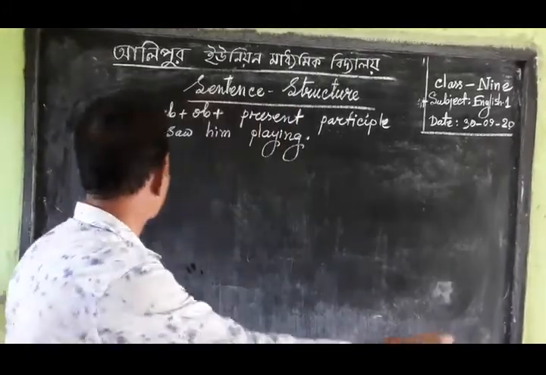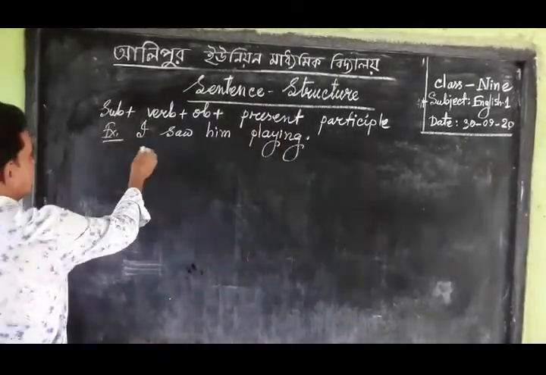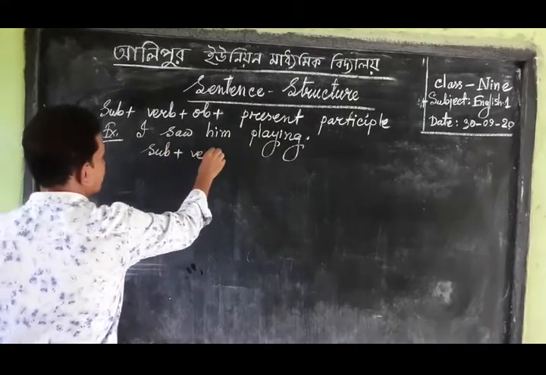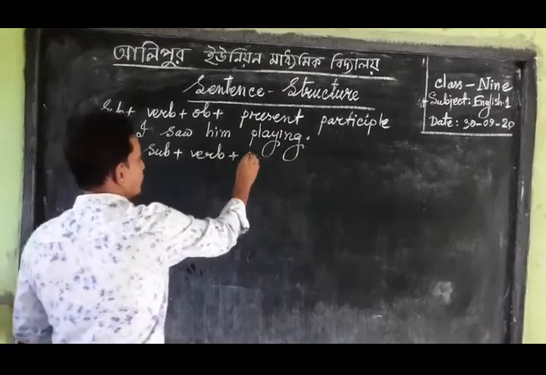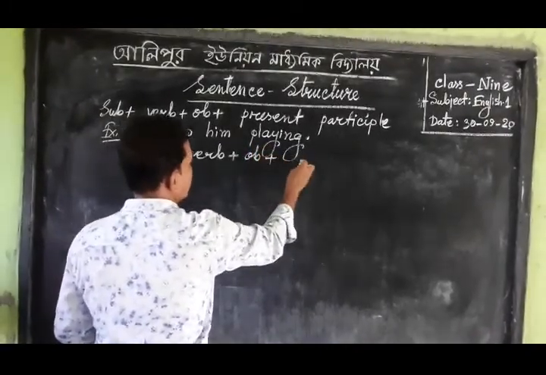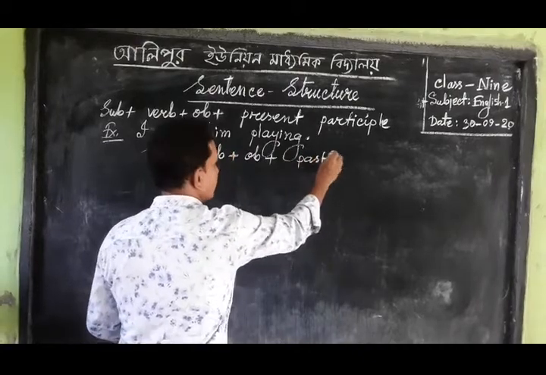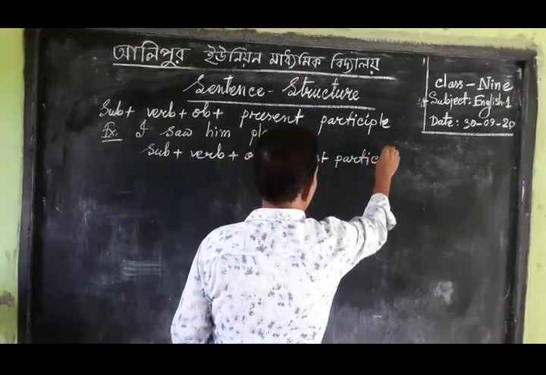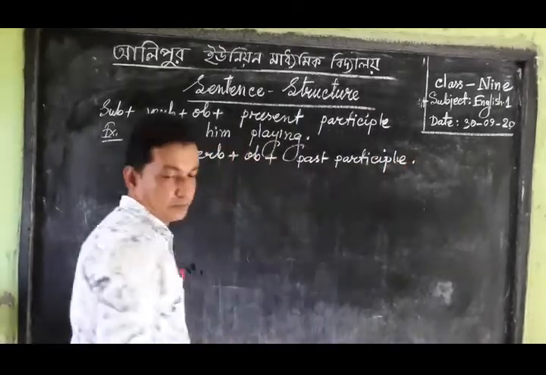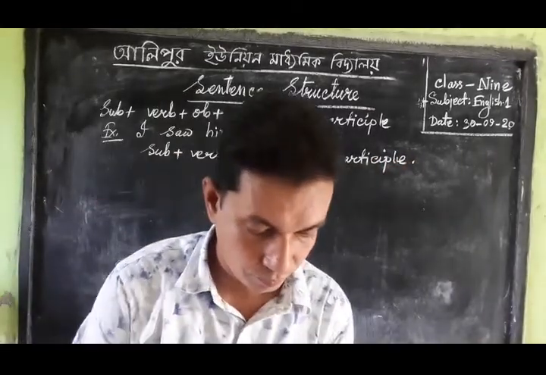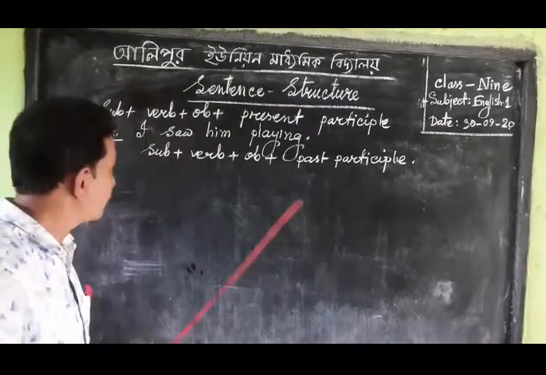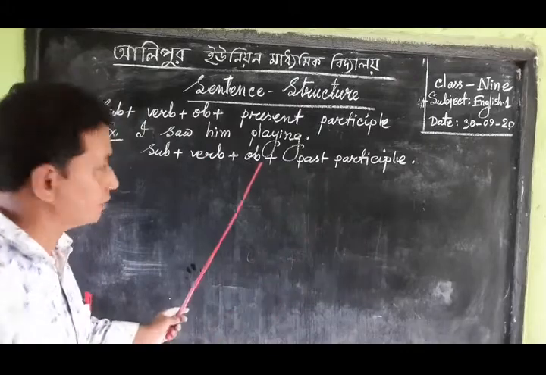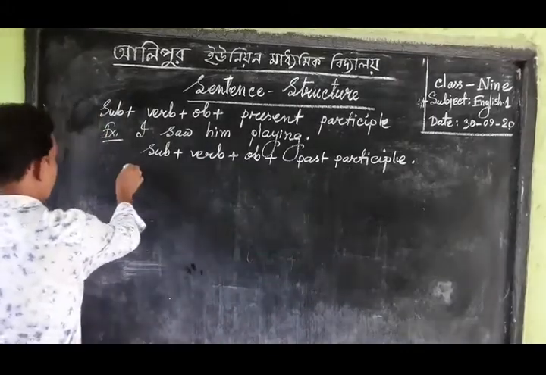And now our next structure, subject, verb, object, past participle. This is another structure, and I am giving an example.